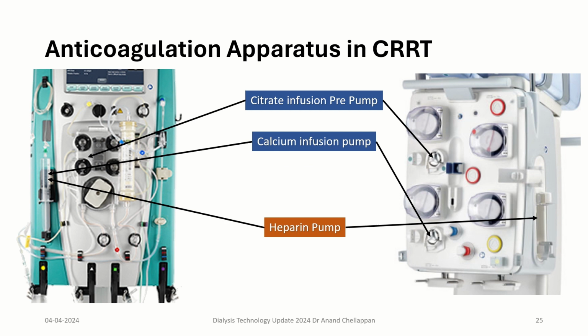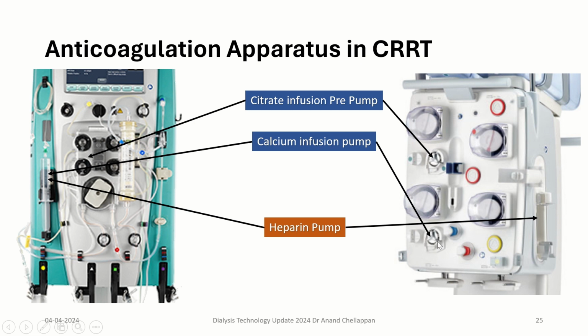This is the anticoagulation apparatus in the CRRT machines. This is the Baxter Prismaflex machine. This is the Fresenius Multifiltrate Pro. And this is the heparin pump in these machines. And this is the pump holder. And the heparin is given pre-filter, that is before the filter in heparin anticoagulation. Whereas in regional citrate anticoagulation, we have the citrate infusion pump which will give citrate pre-filter.